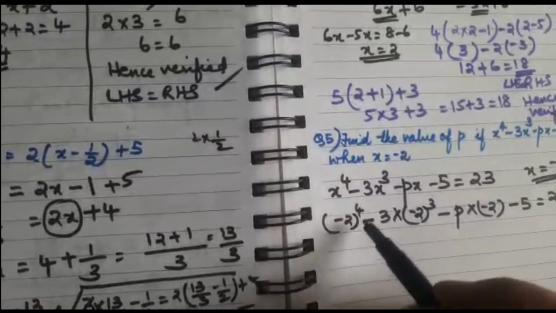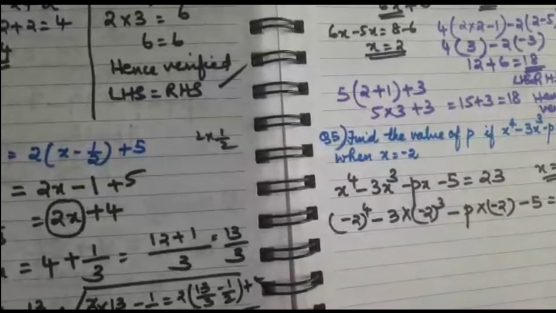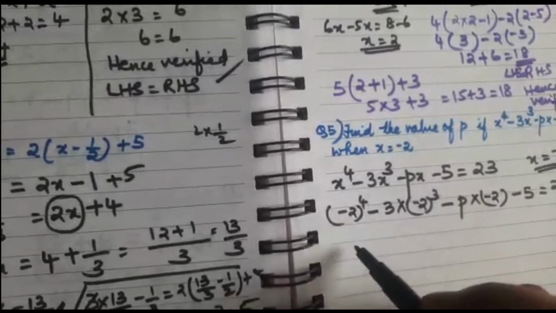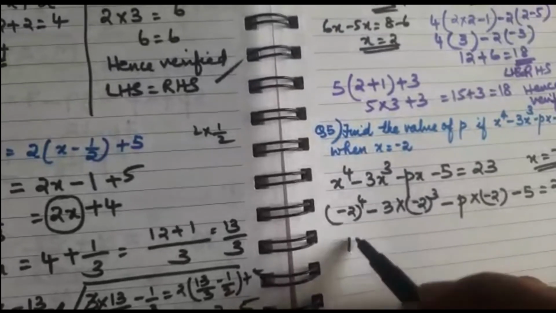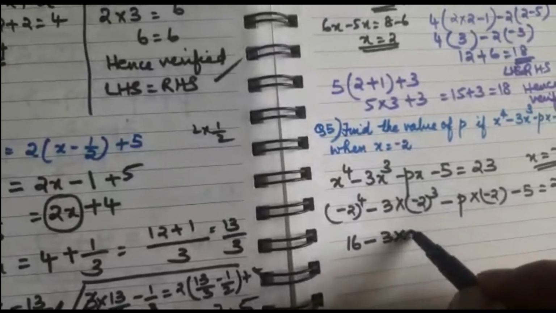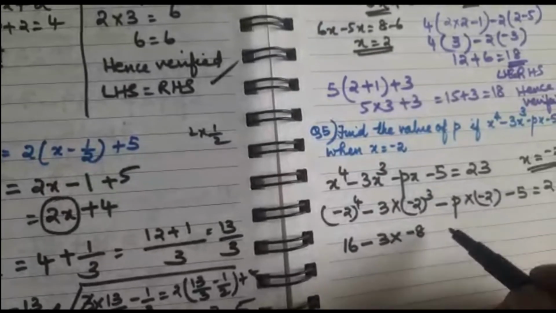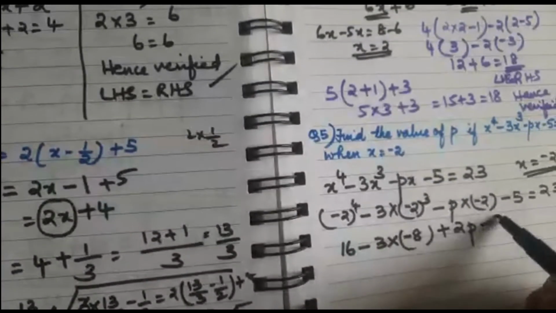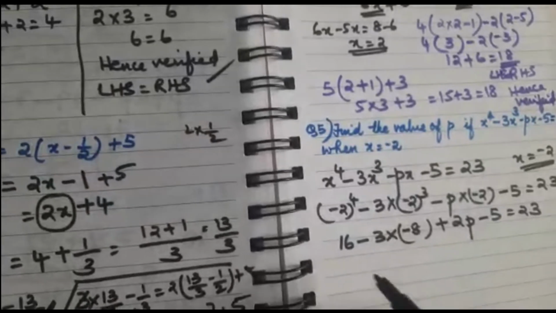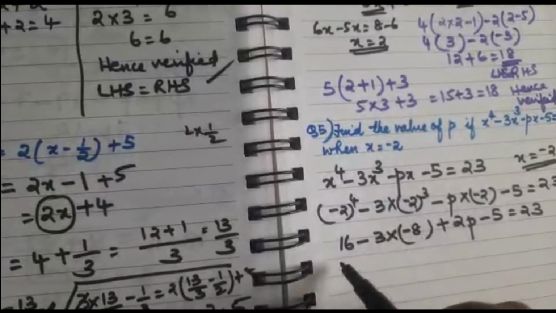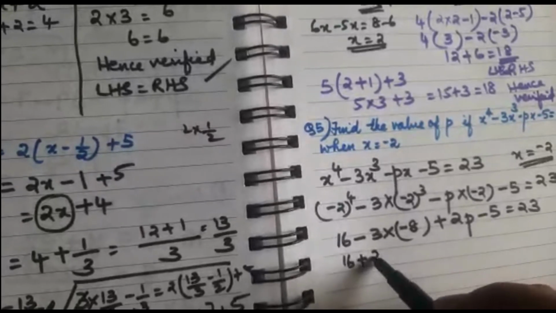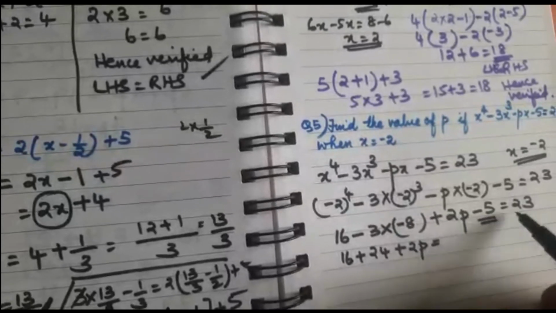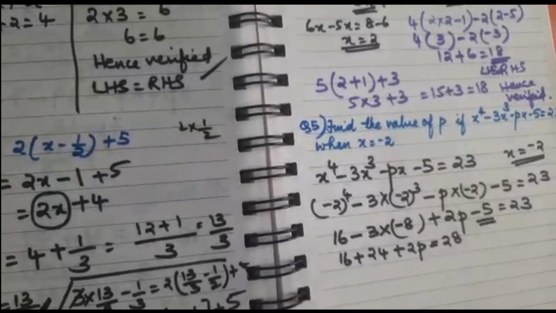So minus 4 times minus 2, it is odd number, negative to the power odd, even number is positive. The 2 to the power 4, 2 into 2 is 4, 4 4s are 16. So 16 minus 3 into, it is minus 8, minus of minus is plus, plus 2p minus 5 equal to 23. Now it is minus of minus 8 into 3. So 16 plus 24 plus 2p equal to this. I am taking minus 5 here, it will go as 23 plus 5, that is 28.